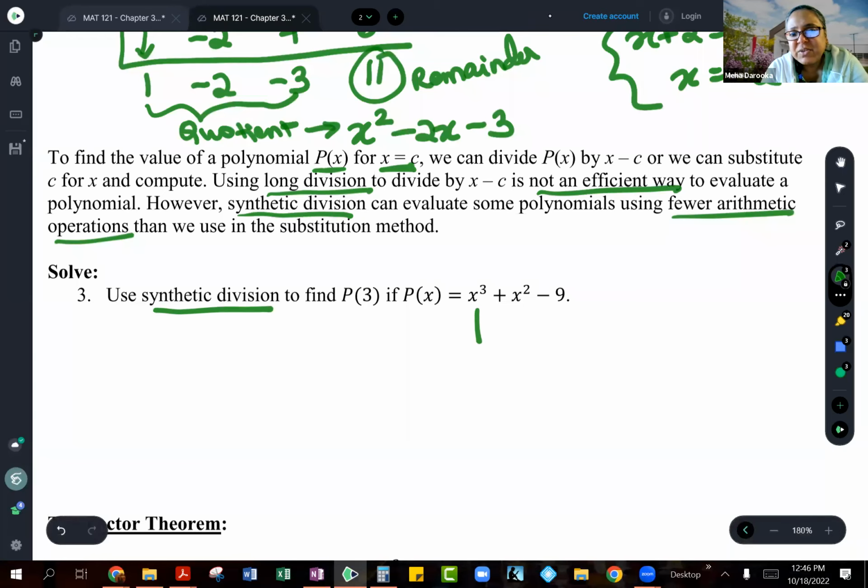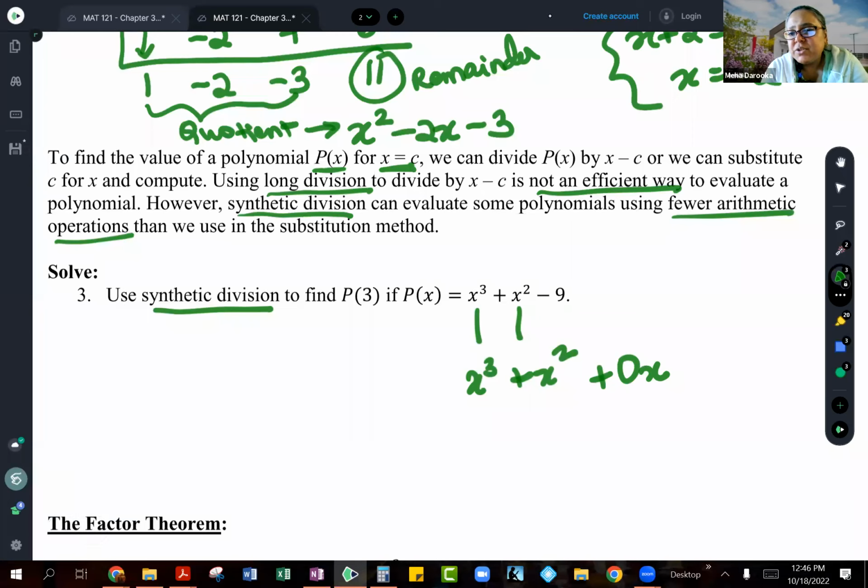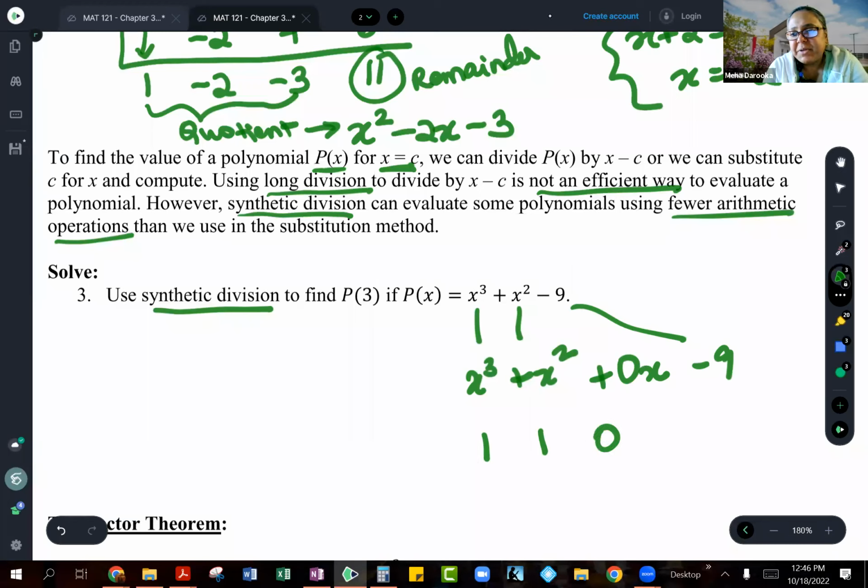So you've got the x to the third, the x squared, but you will see you have the x term missing. So when you're writing this out, you will need to do x to the third plus x squared, and then put a placeholder for the x term. So the 0x, and then you can bring down your -9. So this would break down into 1, 1, 0 for the missing term, -9. And then, of course, we would end up dividing by 3 in this case.